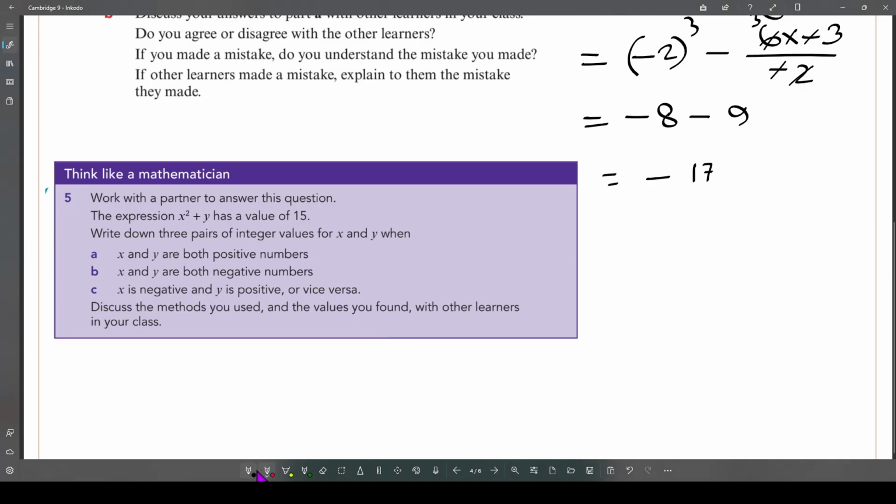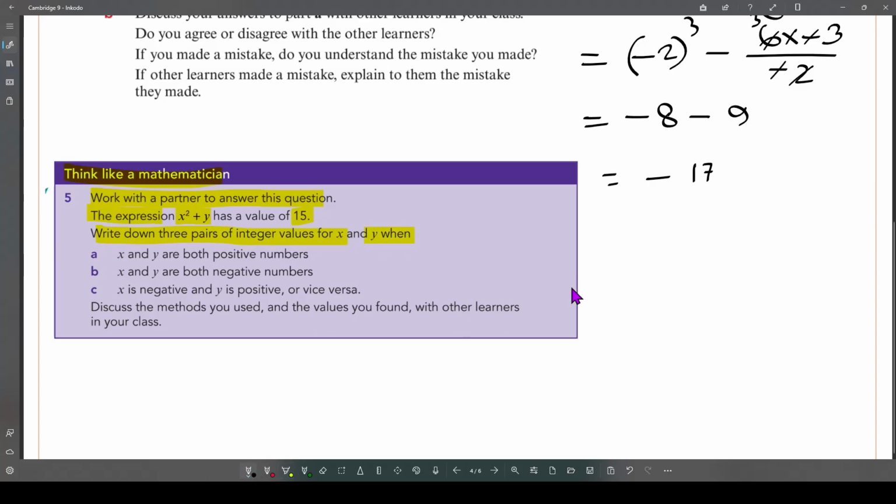Number 5, this is also a very interesting math thing, like a mathematician. Number 3 we also did the same thing. Here it is mentioned, work with a partner to answer this question. The expression x square plus y has a value of 15. Write down 3 pairs of integer values for x and y.